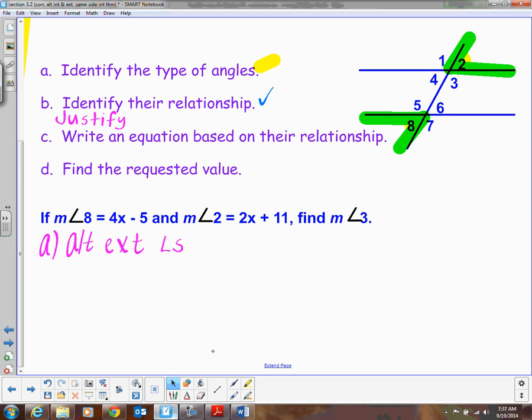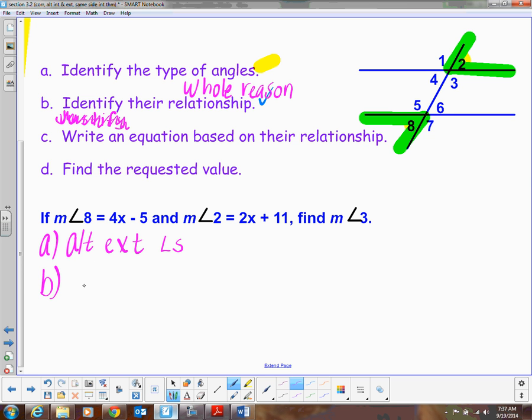So we're going to justify. They're alternate exterior angles. What do you know about their relationship? Actually, I'm going to have you justify on B. I want the whole reason. What do we know about alternate exterior angles? You should have taken notes on this yesterday on your foldable.